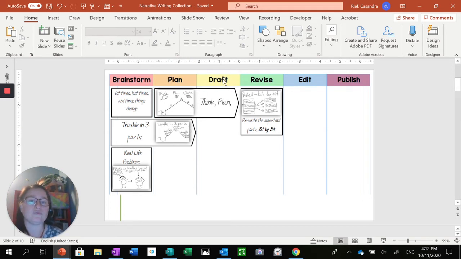After planning, we drafted, and this is what we did on Wednesday, and some of you took a couple extra days to get that done, but everybody by now should have a draft, which means that today we are ready to move into this next step, which is called revising.